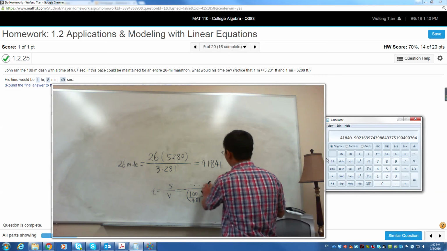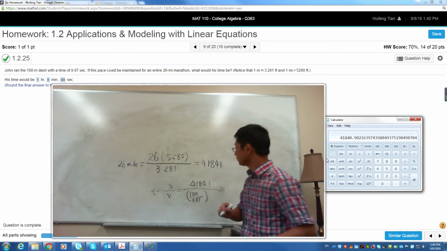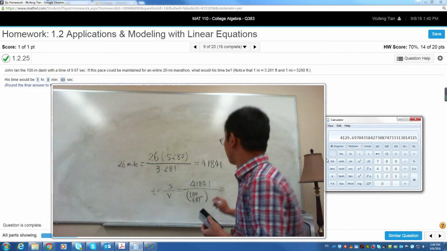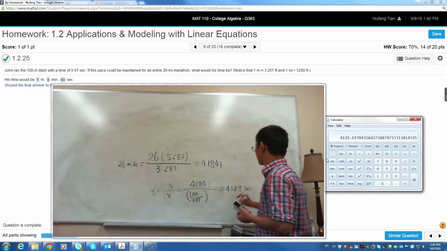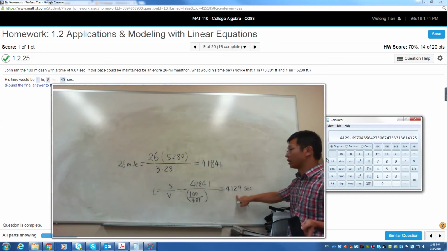The same idea, but I'm not going to write it again. So it's 41841. Okay. Then divided by 100 multiplied by 9.87. So it's 4,129 seconds. Okay. You need to convert this second into hours and minutes.